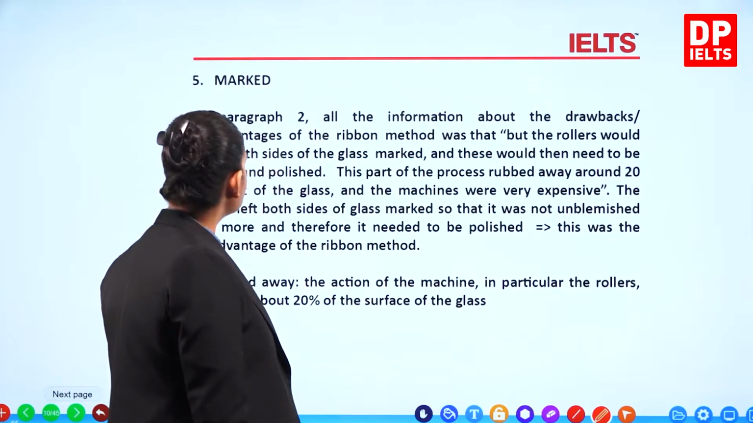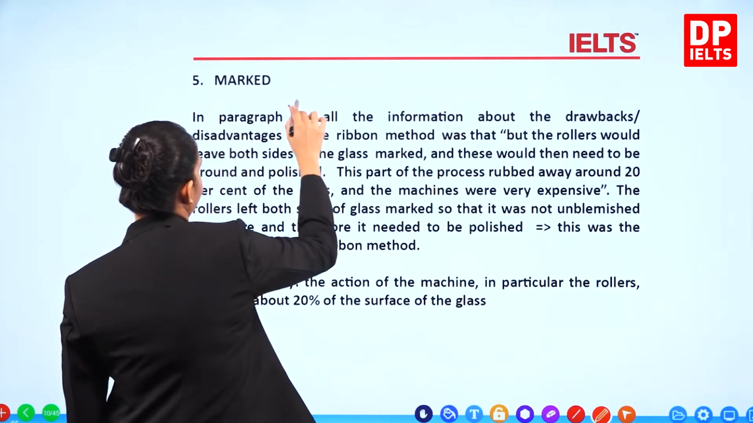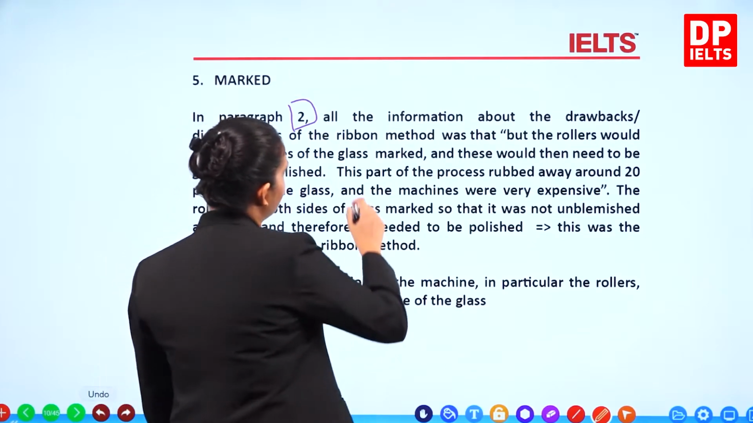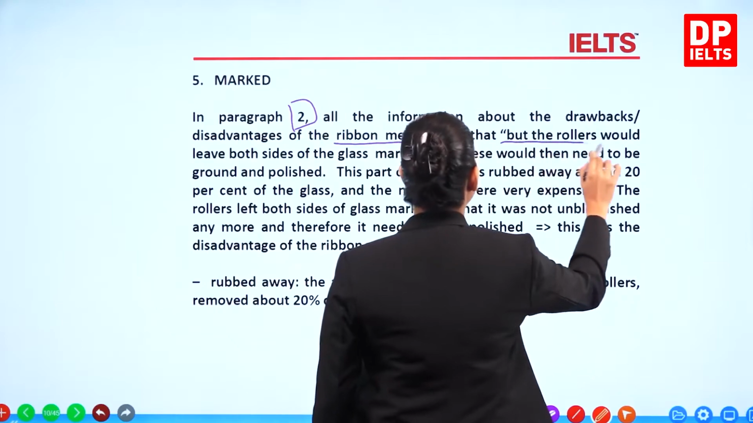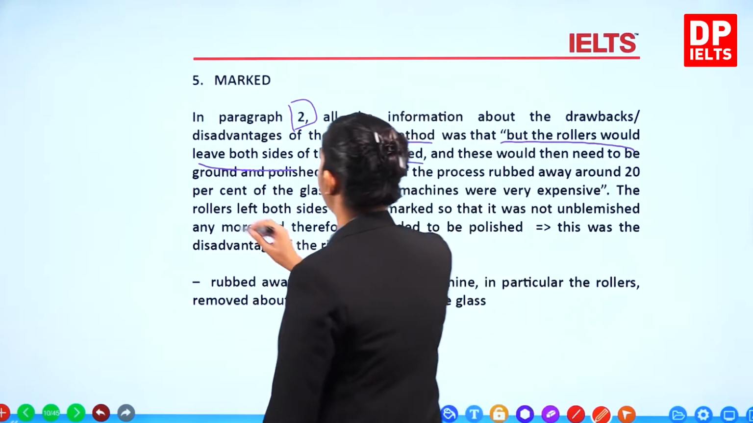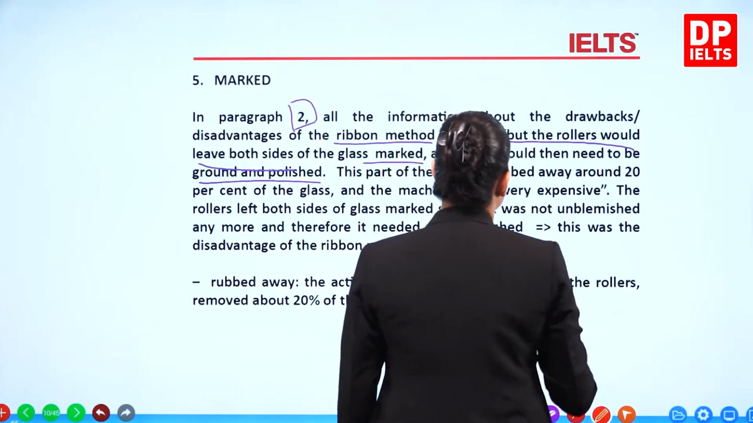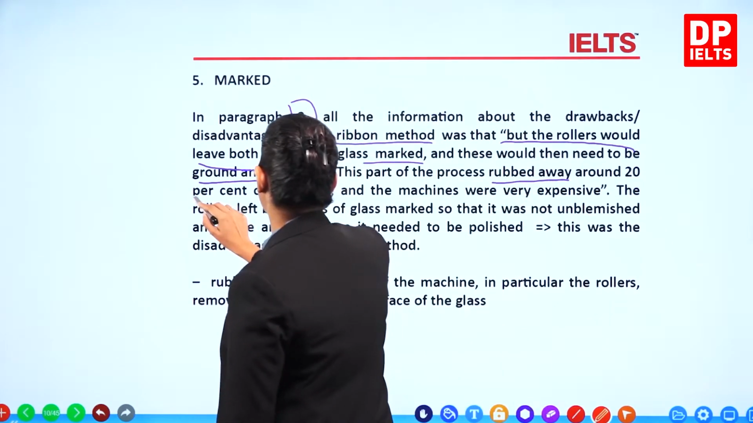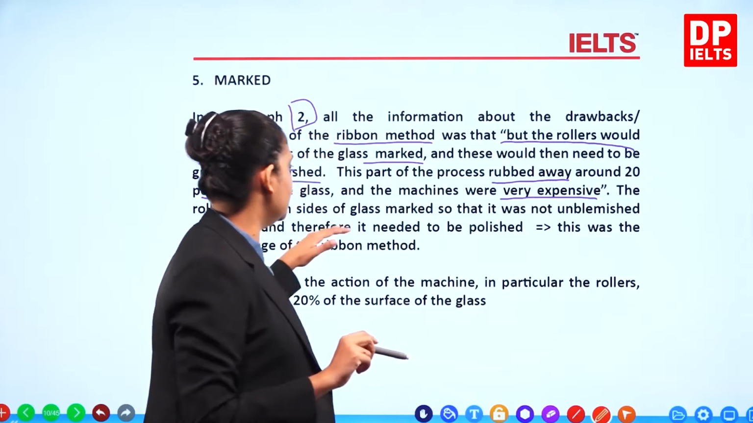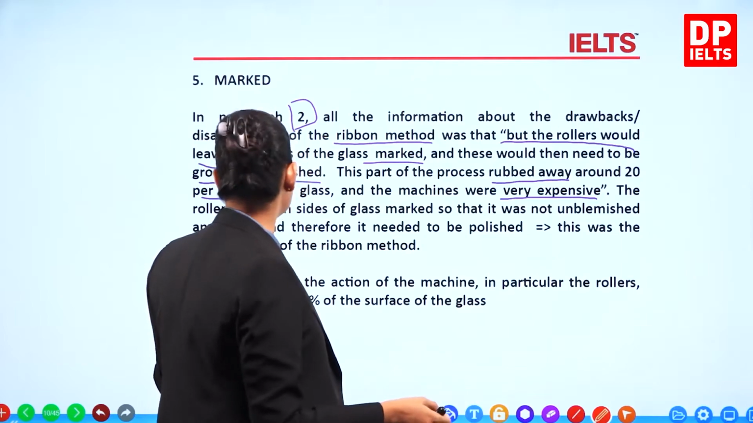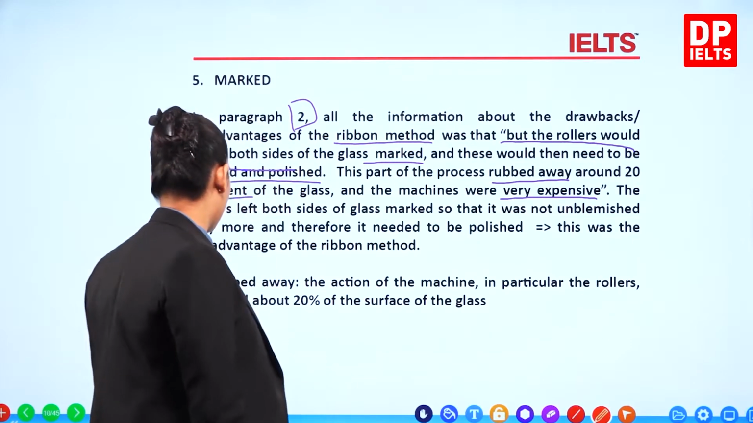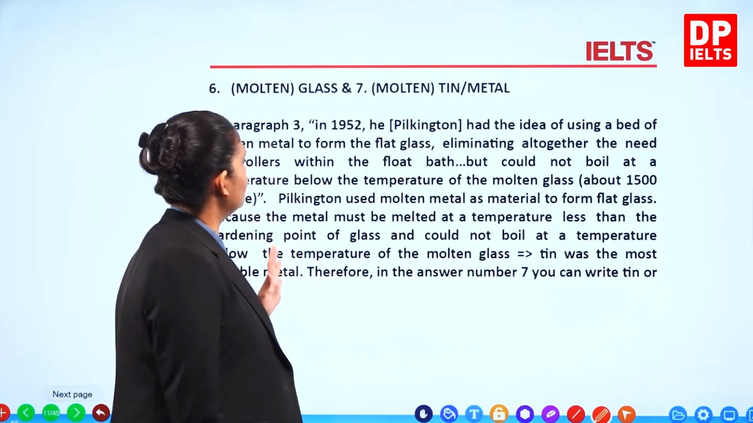Next one is marked. If you go to paragraph 2, all the information about the drawbacks, disadvantages of the ribbon method was that the rollers would leave both sides of the glass marked, and these would then need to be ground and polished. This part of the process rubbed away around 20% of the glass, and the machines were very expensive. So the rollers left both sides of the glass marked, so it was not unblemished. Therefore, the answer would be marked. Question number 6, answer is molten glass, or you can say glass.